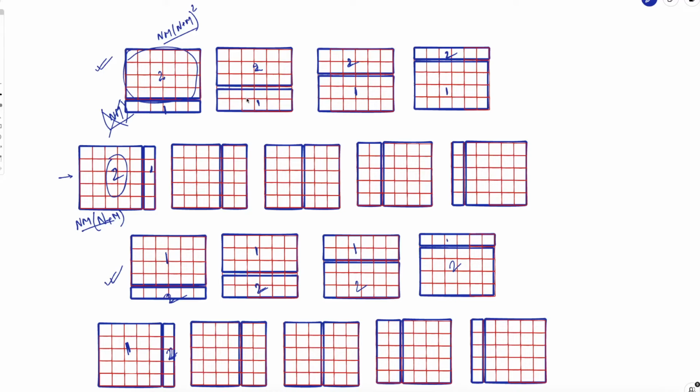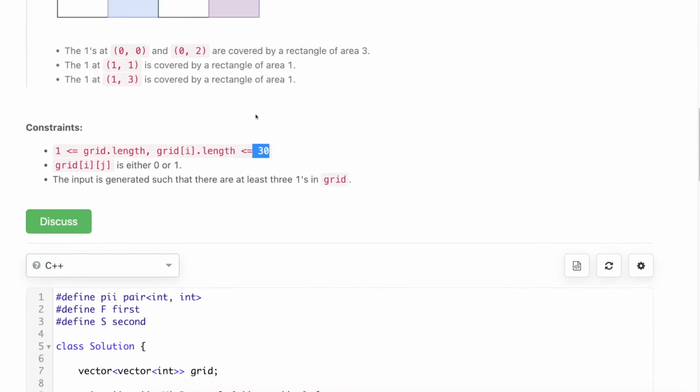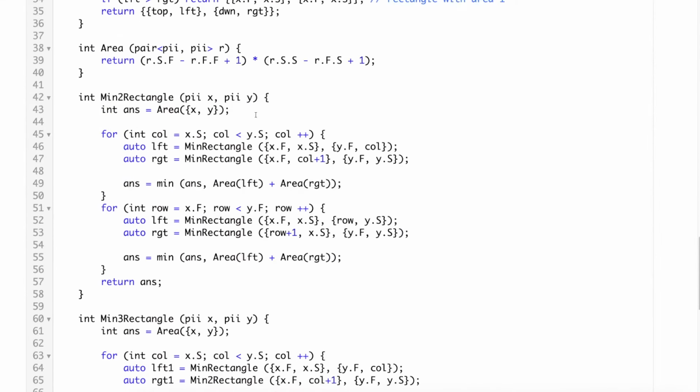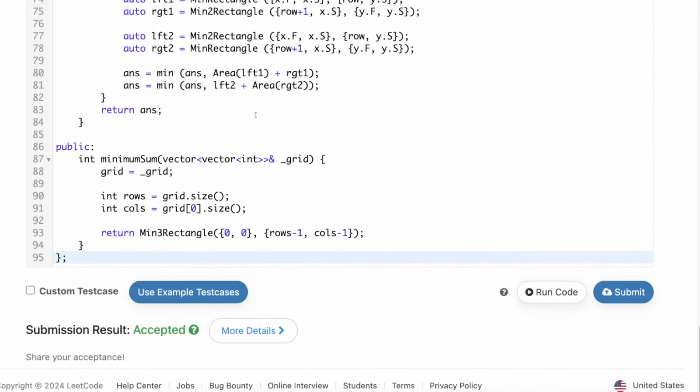So hope this entire solution is clear. I would strongly encourage you to pause and try to code this entire thing by yourself, because that is the point where you understand what you don't understand. So let's move forward. The code is exactly what we just discussed. We just called min3 rectangle with the top left and the bottom right cell.